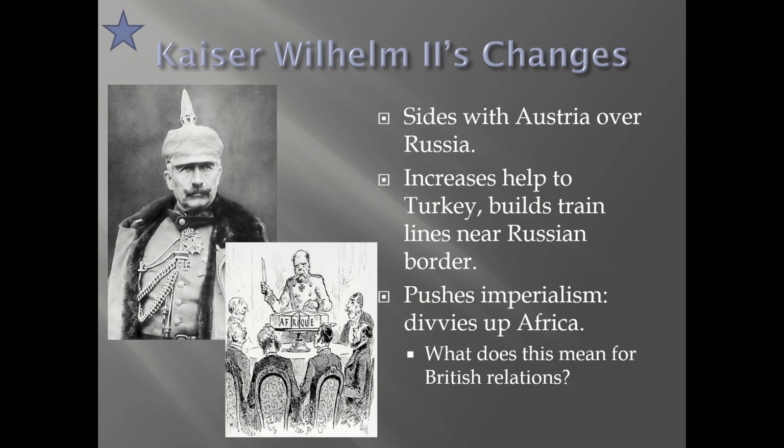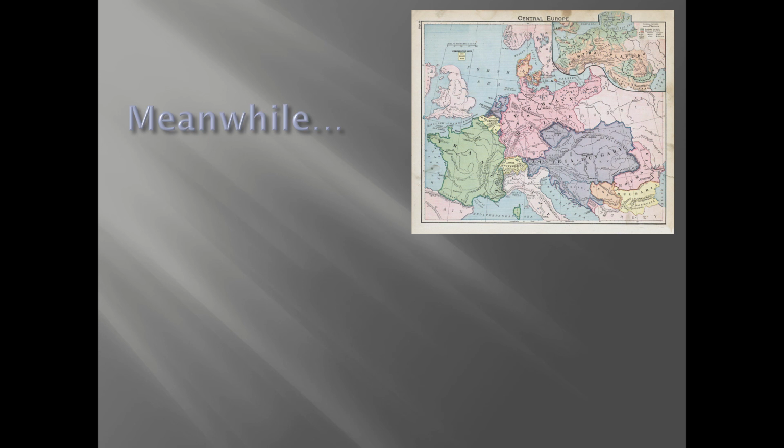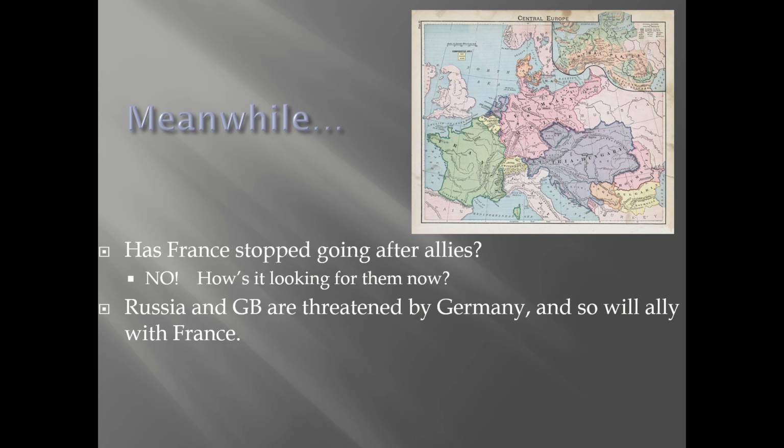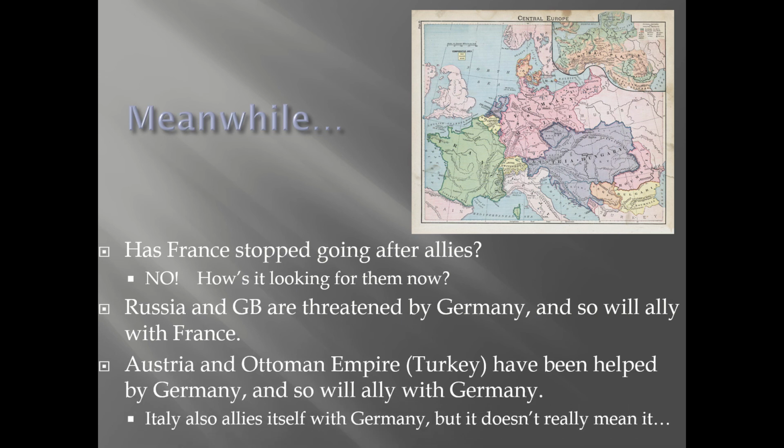Meanwhile, what's France been doing, right? Have they stopped going after allies? No, absolutely not. But now it's looking a lot better for them because Russia and Great Britain are threatened by Germany. So they're going to be interested in allying with France. Meanwhile, Austria and the Ottoman Empire are going to side with Germany because they are gaining support from Germany. Italy will also ally itself with Germany, but it doesn't really mean it. It's more just a piece of paper to sign to, they think the Germans will be a little bit more in line with their interests.